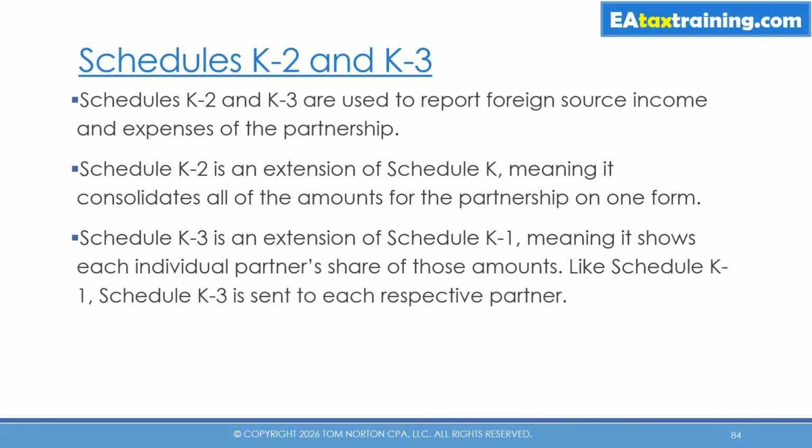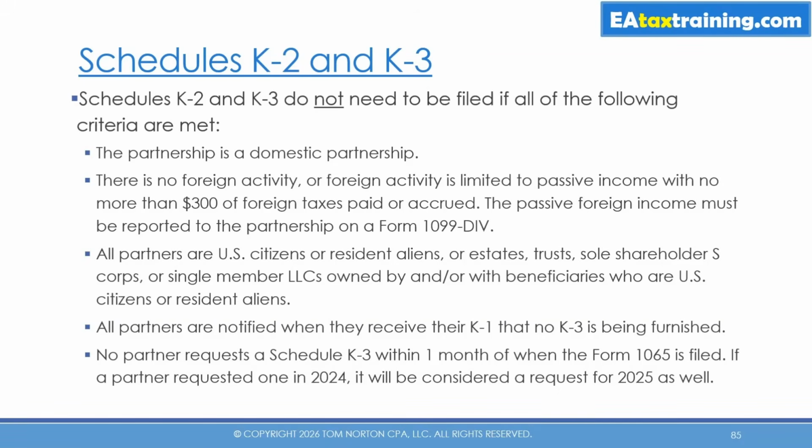So it says, okay, of all the amounts reported on Schedule K, here are the amounts that are from foreign sources. So this goes back to the IRS's concern about people not reporting money from foreign sources. So they want to see it. So you use the K2 to show at the partnership level the foreign source income and expenses. Then the K3 is just an extension of the K1, meaning it shows each individual partner's share of those amounts. So the K3 is going to say for each partner, here is your share of the foreign source income and expenses. Not every partnership has to file the K2 and K3.